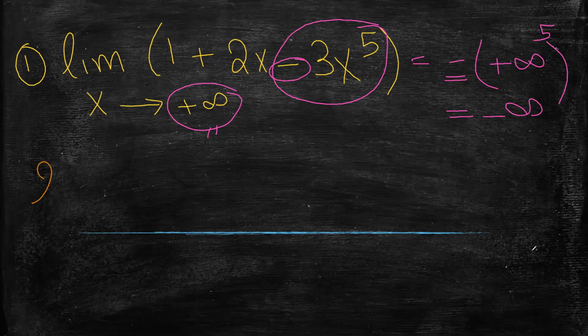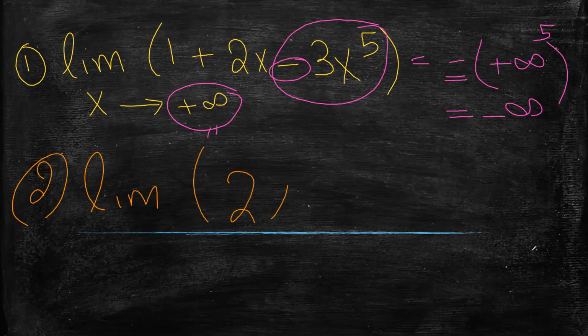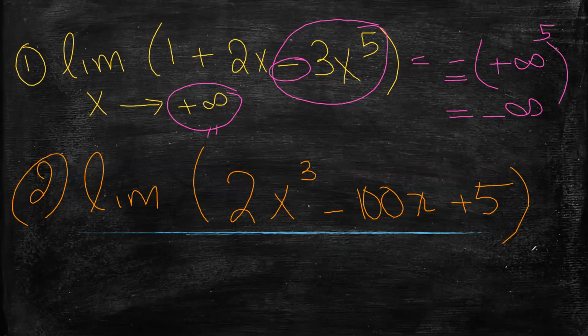Now let's do number 2. In number 2 here, we have limit of 2x cubed minus 100x plus 5. In this one here, we have to use only the highest degree.